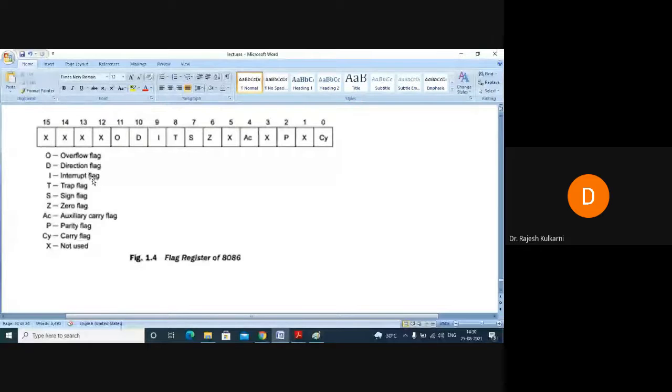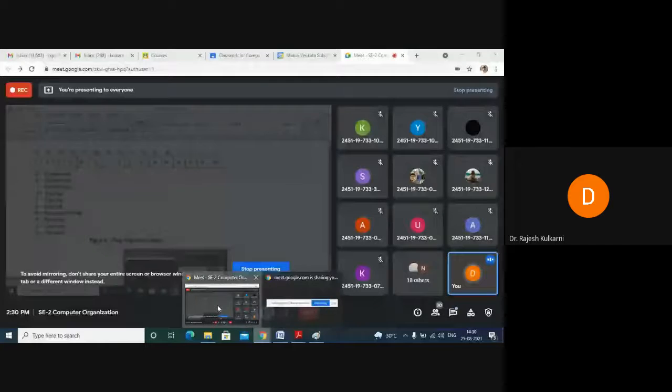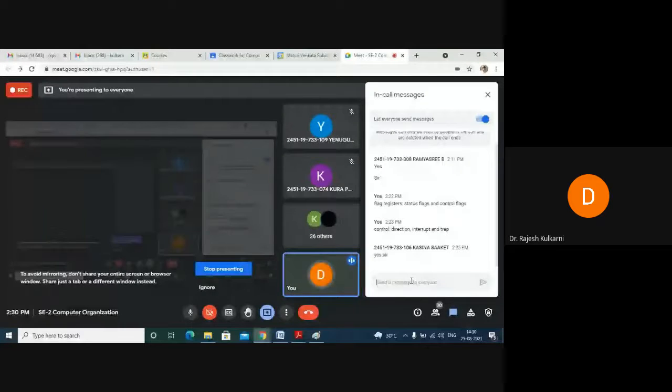Next is a very, very important control flag called the trap flag. If we are setting this trap flag, then the CPU will be going to a stage called the single step execution mode. We are speaking about the trap, and now I'll be writing one word called single step execution mode.